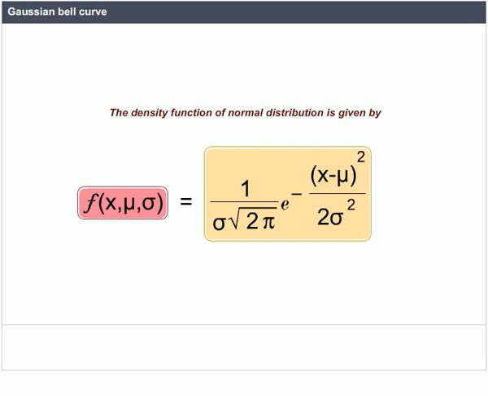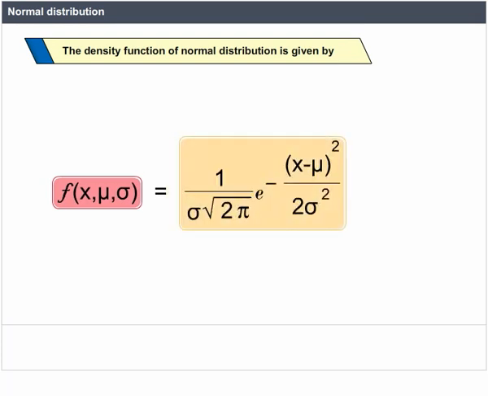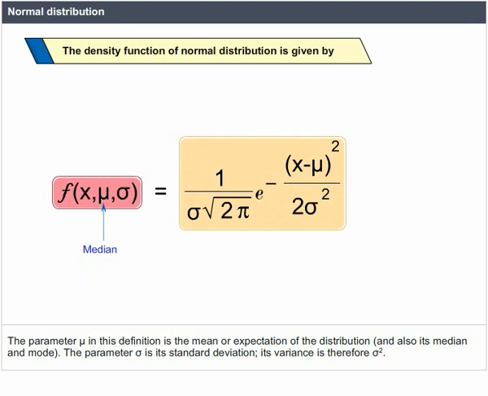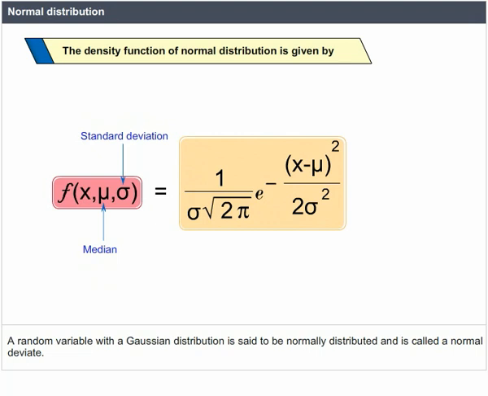Normal distribution. The density function of the normal distribution is given by f(x; μ, σ) = 1 divided by (σ√(2π)) times e^(-(x - μ)² / (2σ²)). The parameter μ in this definition is the mean or expectation of the distribution, and also its median and mode. The parameter σ is its standard deviation. Its variance is therefore σ². A random variable with a Gaussian distribution is said to be normally distributed and is called a normal deviate.